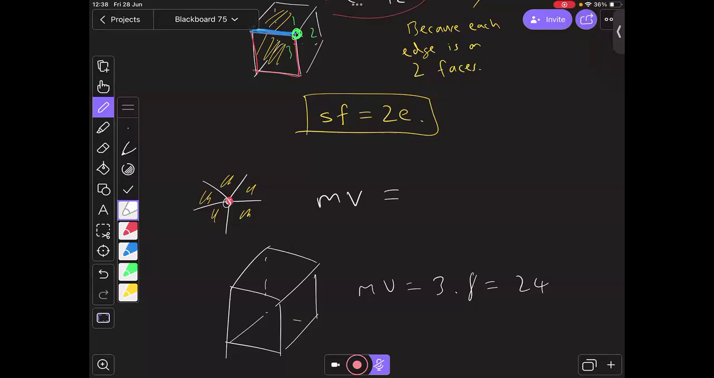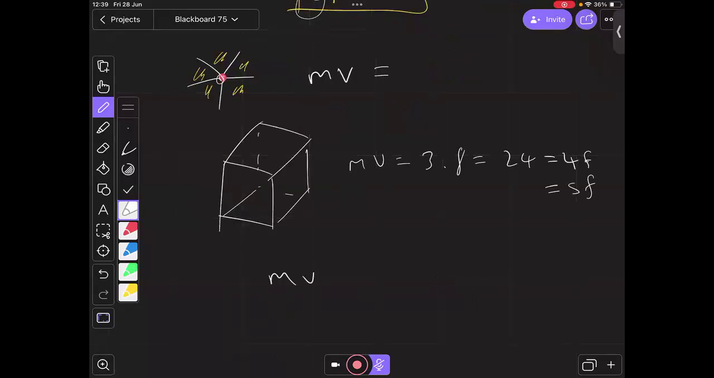So what do you think? Can we get any sort of nice formula here? Well, here's the funny thing. What was S for the cube? 4. And we have 4 times too many faces here. It's actually equal to S times F. So what we get in general is that MV equals S times F. You'll always get that, and that in turn is equal to 2E.